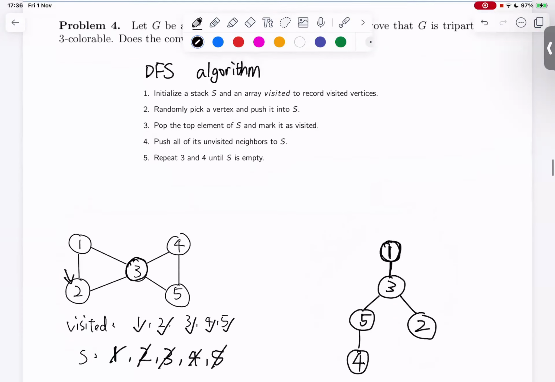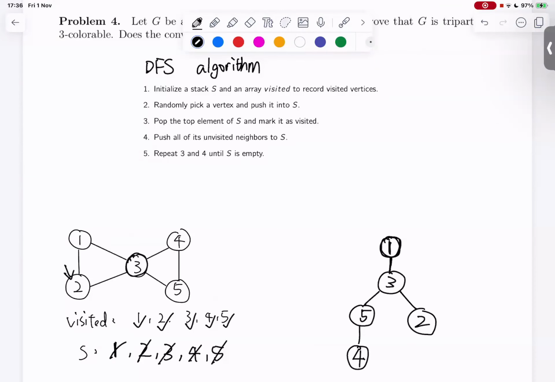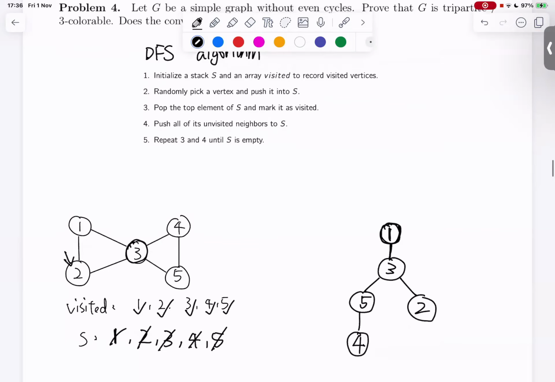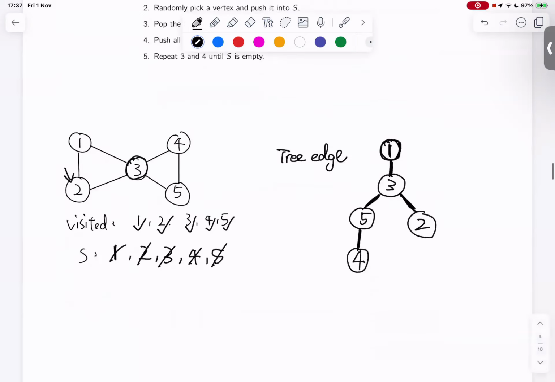So this is the DFS algorithm, and we now have this DFS tree, and you can see that it is a spanning tree of the original graph, right? But there are some edges that are not included in this DFS tree, and for the edges that are present in the DFS tree, we call them tree edges. A tree edge is an edge that leads to a previously unvisited vertex. This occurs when the DFS is running, when we visit a vertex that is new to us. And this is the tree edge.